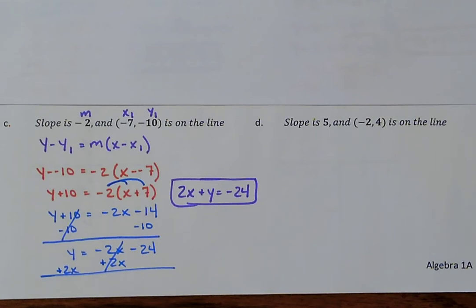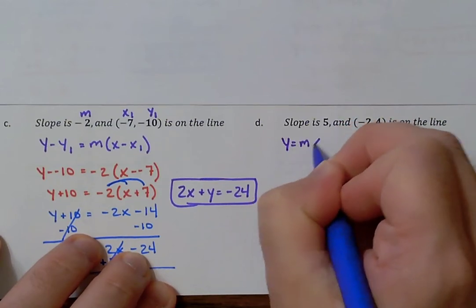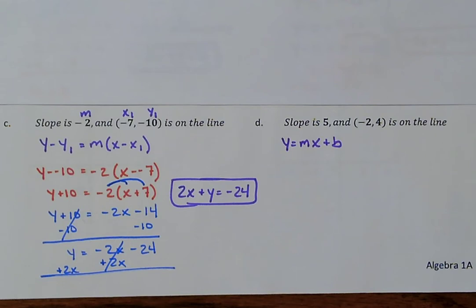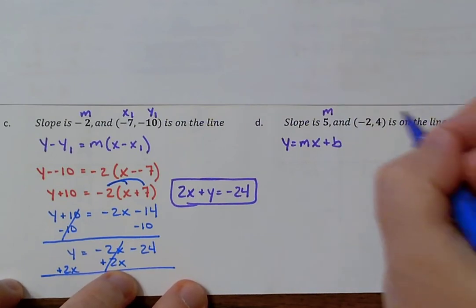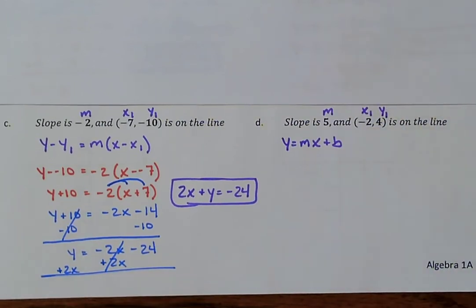I want to run through D, and I want to run through it using slope intercept, the y equals mx plus b, so that way you have another example of using it. So we start with y equals mx plus b. Your first step is to go through and find your b. They tell me my m is 5. They tell me my x1 and y1 is -2, 4.